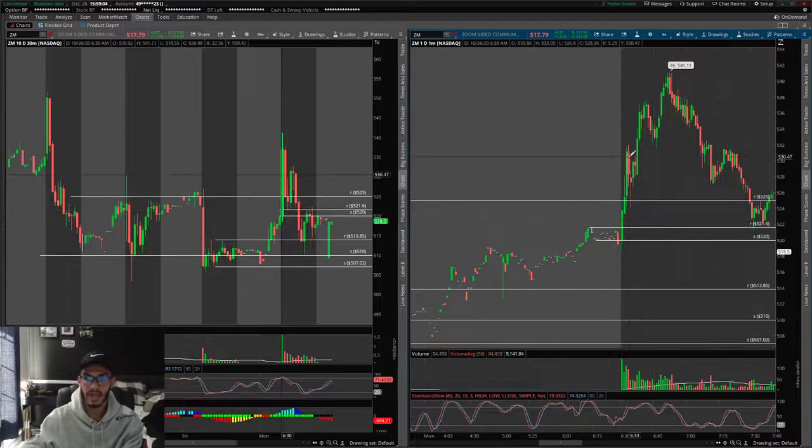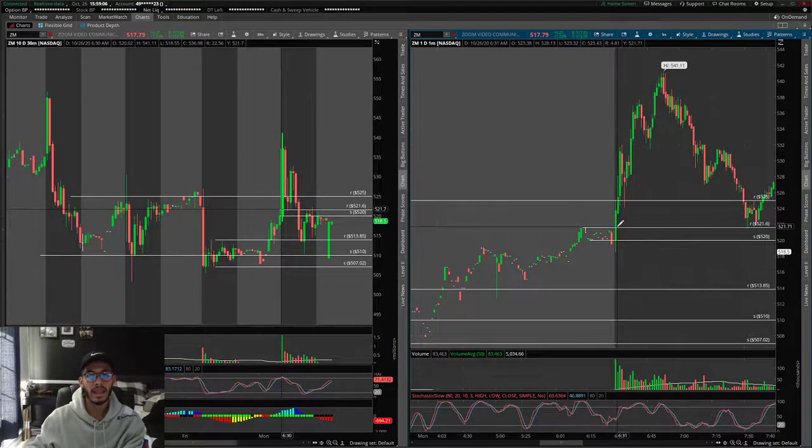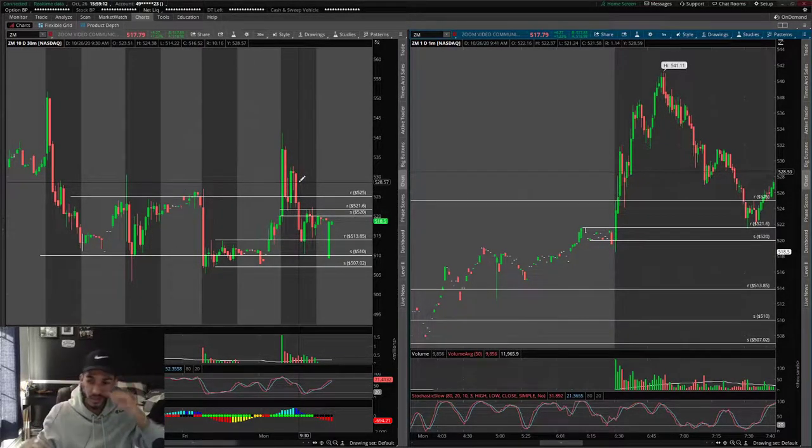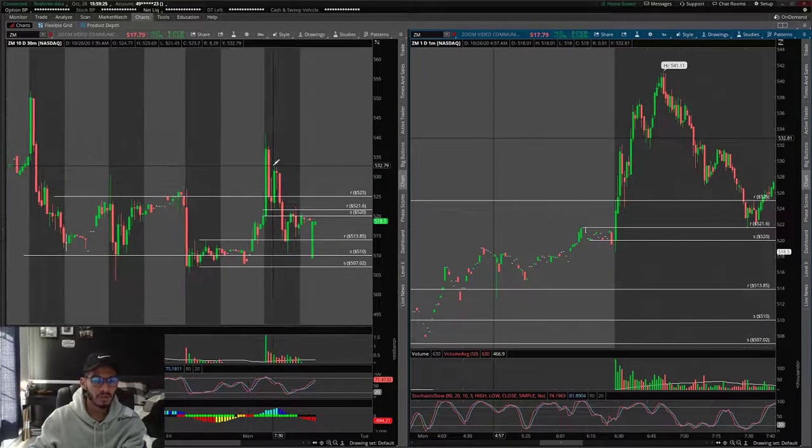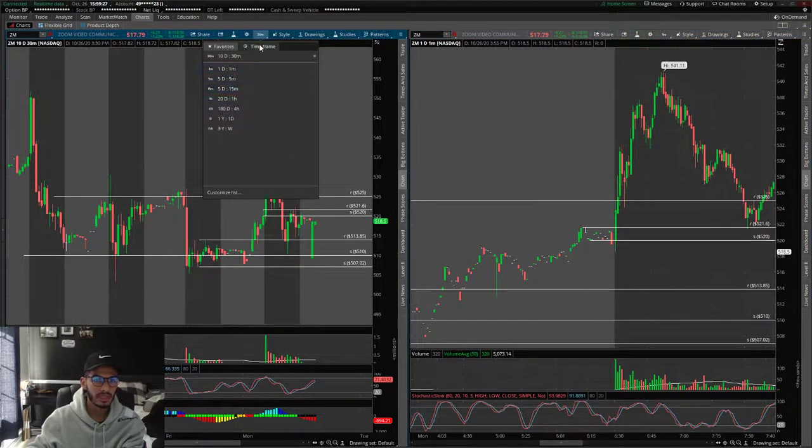So I was able to catch this move nicely, and it ripped all the way to 540, but unfortunately the market took a huge hit, which kind of brought everything down with it and kind of invalidated more potential Zoom upside. But I want to show you guys something too.